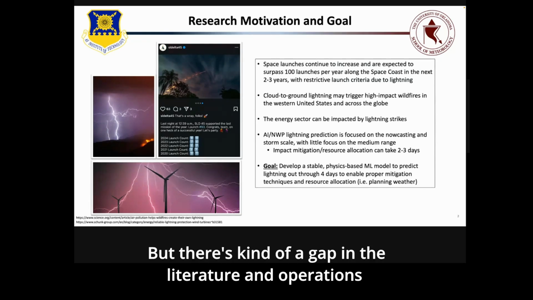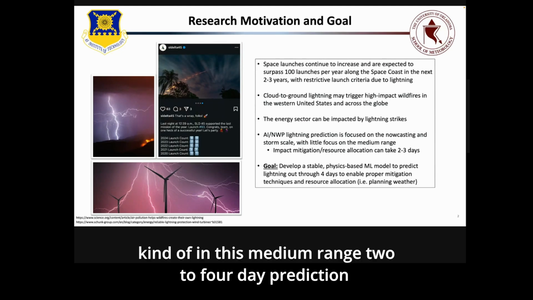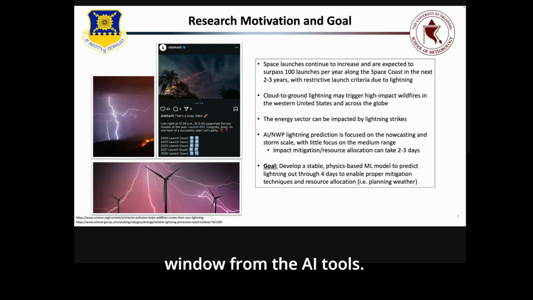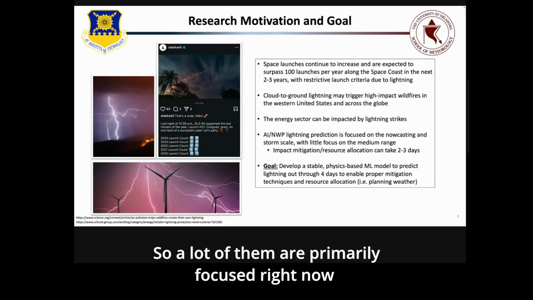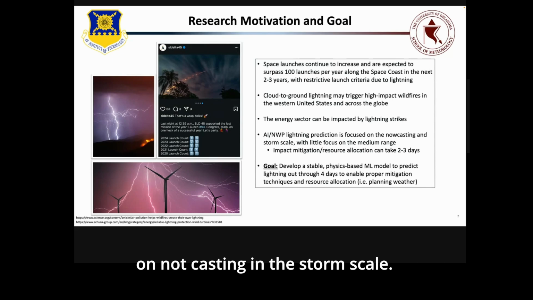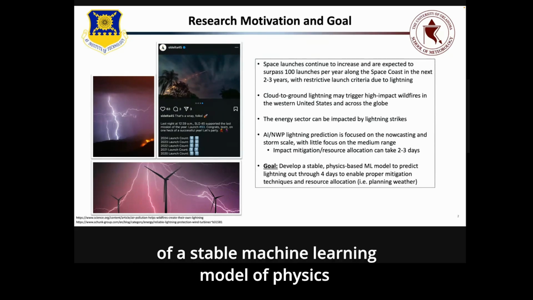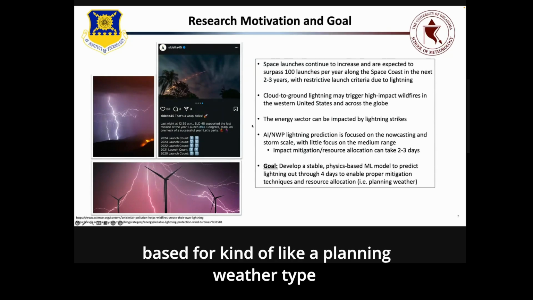But there's kind of a gap in the literature and the operations in this medium range 2 to 4 day prediction window from the AI tools. A lot of them are primarily focused right now on nowcasting at the storm scale. So the goal here is to develop a stable machine learning model, physics-based, for a planning weather type scenario.